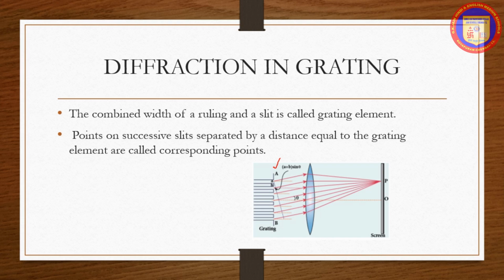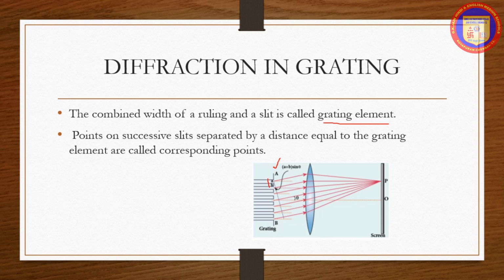The rulings act as obstacles having a definite width B, and the transparent plate between the rulings act as a slit of width A. The combined width of the ruling and a slit is called grating element, that is E is equal to A plus B. Points on successive slits separated by a distance equal to the grating element are called corresponding points. So the diagram is shown over here. So a plane transmission grating is represented by AB.